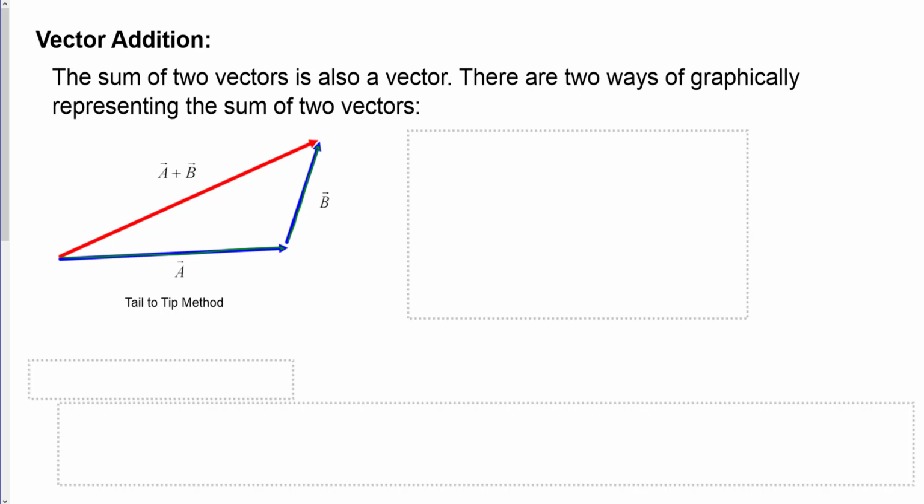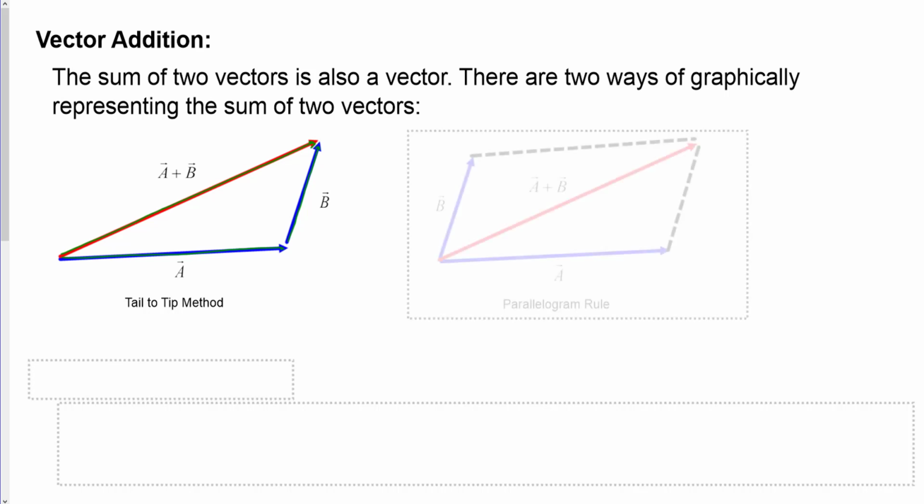And it's fine to move any vector that you want around the plane, because according to the last definition, two vectors are equal if their magnitude and their direction is the same. It doesn't matter where they're located in the plane. So you're free to move a vector anywhere you want as long as you don't change its magnitude or direction. Now the sum of these vectors that I've got in red is this vector right here, which goes from the tail of A to the tip of B.